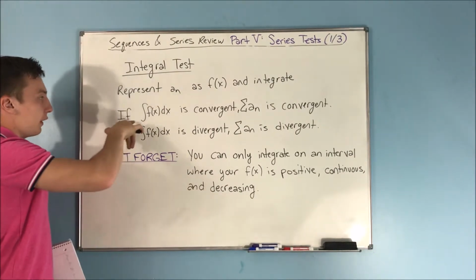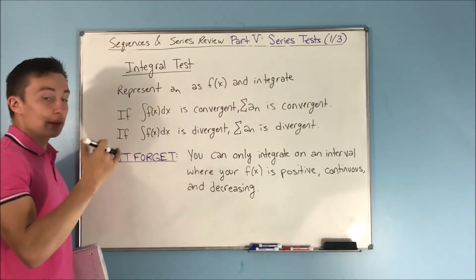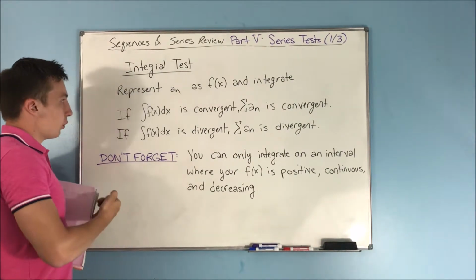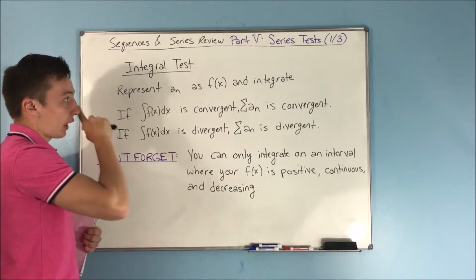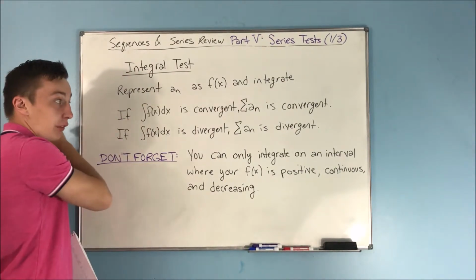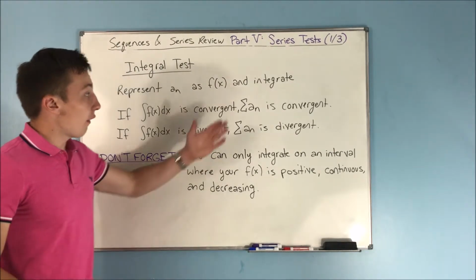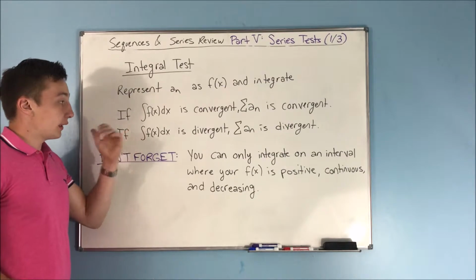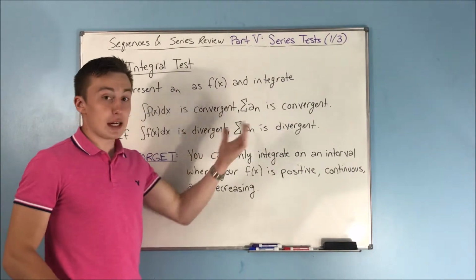Now, if you represent your a sub n as f of x and you integrate it, and I'll show you an example of this in a little bit, if the integral of f of x dx is convergent, then your series is going to be convergent. If the integral is divergent, then your series is divergent.